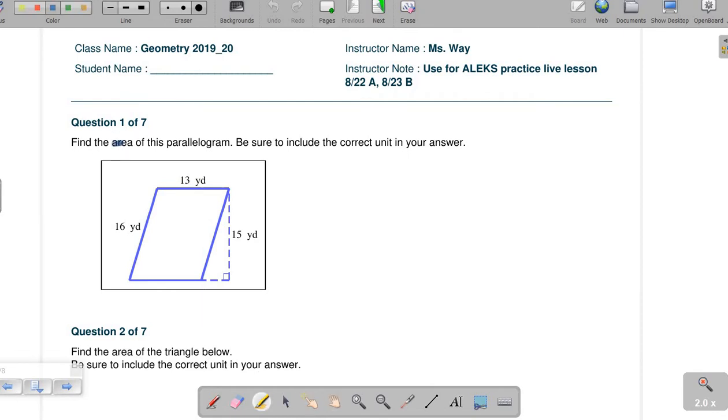It says, find the area of this parallelogram. Be sure to include units in your answer. Well, we know area equals base times height.